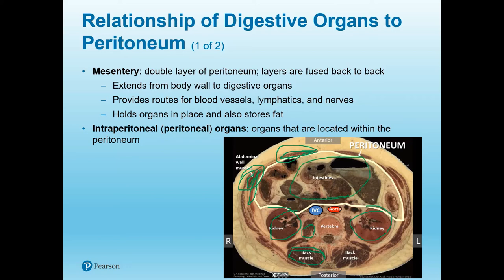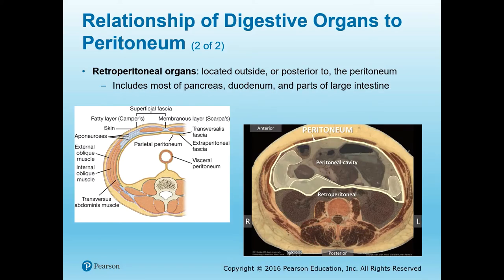So this is the peritoneum. This is the intraperitoneal cavity, or the intraperitoneal organs. All right. And if we look on this side here, we have the retroperitoneal cavity. All right, retroperitoneal cavity. And the retroperitoneal cavity contains the retroperitoneal organs, such as the large intestines, the colon, the pancreas, not all of the pancreas, but the majority of the pancreas, kidneys, so on and so forth. Okay.